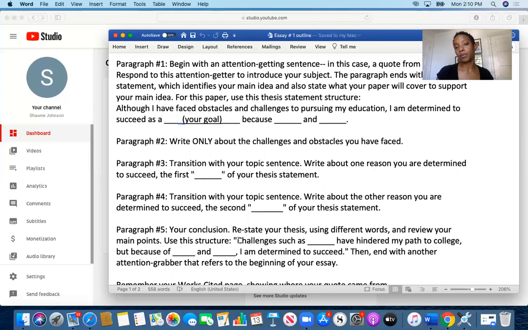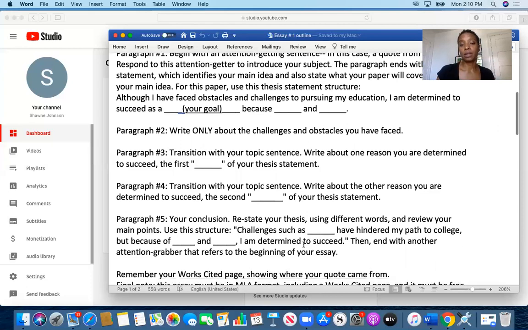So here, Professor Good gives you a model to follow. Challenges such as whatever your challenges were, whatever you talked about, have hindered my path to college, but because of my desire to help people and make the world a better place, I'm determined to succeed. So you're generally just following this model.